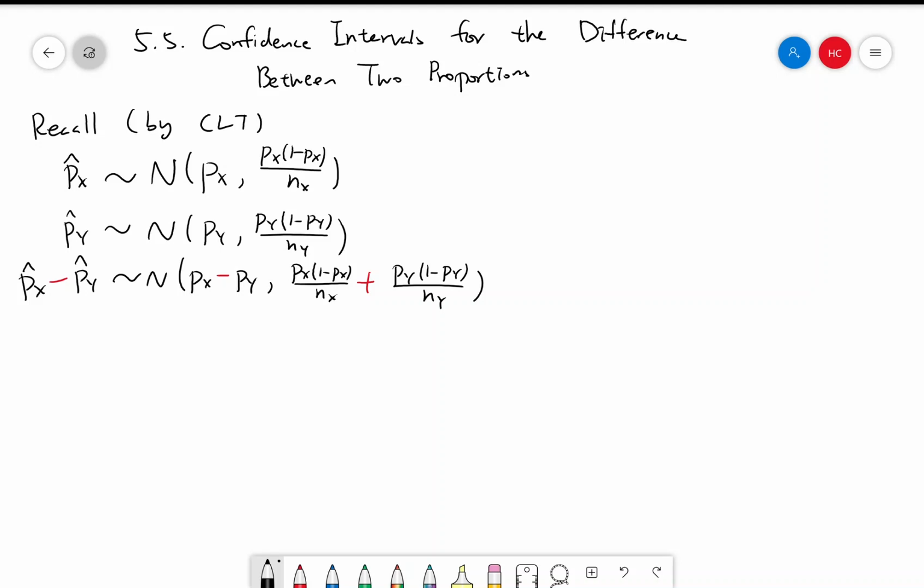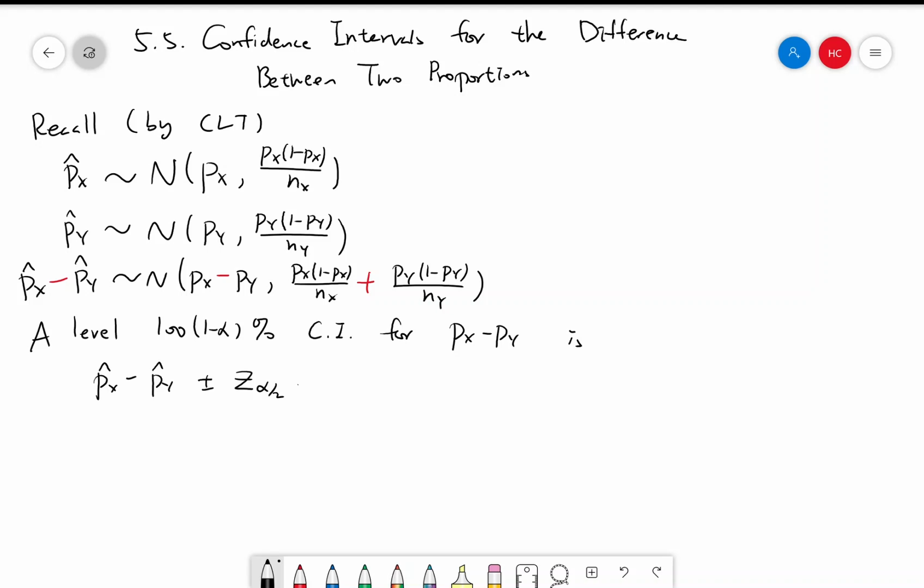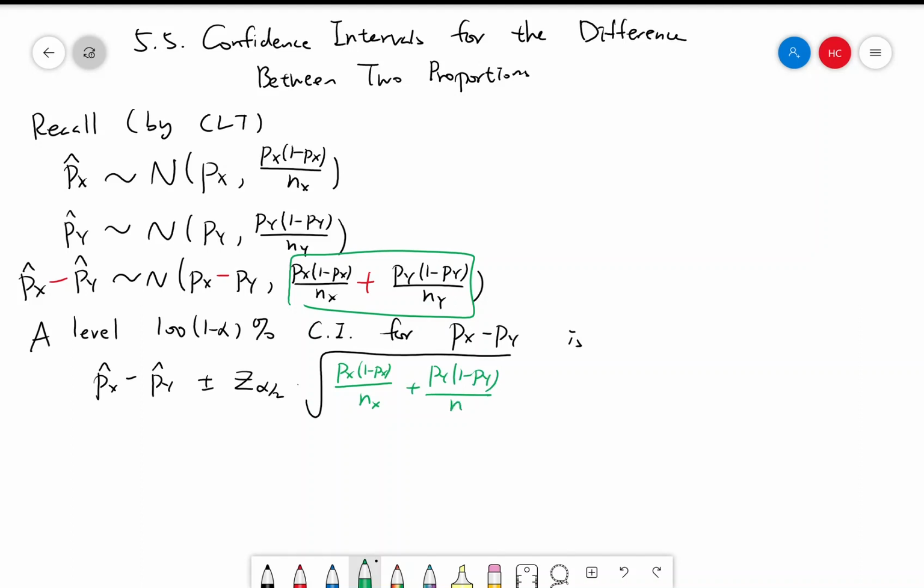But now that we have this, we can construct any level of confidence interval we want. So we can construct the confidence interval for the difference of the success rate. We have Px hat minus Py hat plus minus the famous number C alpha over 2 times the square root of the variance, which is the entire thing. Because we usually don't know the true values of Px and Py, here we use Px hat and Py hat instead.